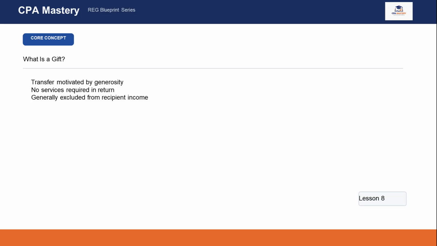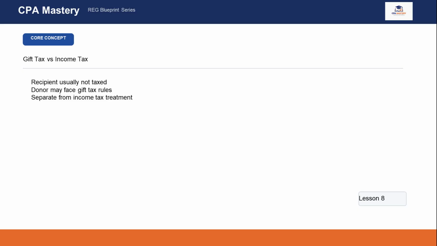This matters on the CPA exam because the facts may describe a payment without labeling it clearly. Your job is to decide whether the transfer was motivated by generosity or whether it was actually made in exchange for work or services. That distinction determines whether the item is excluded from income or taxed.